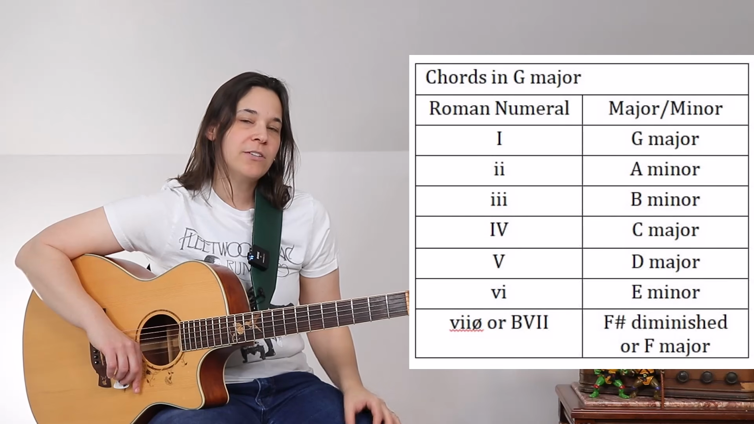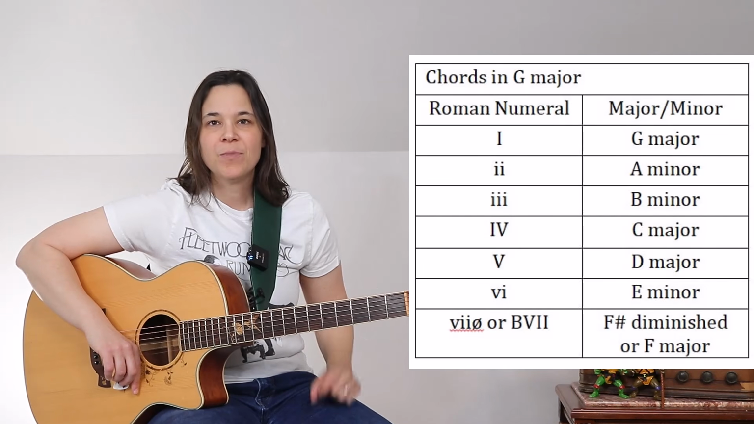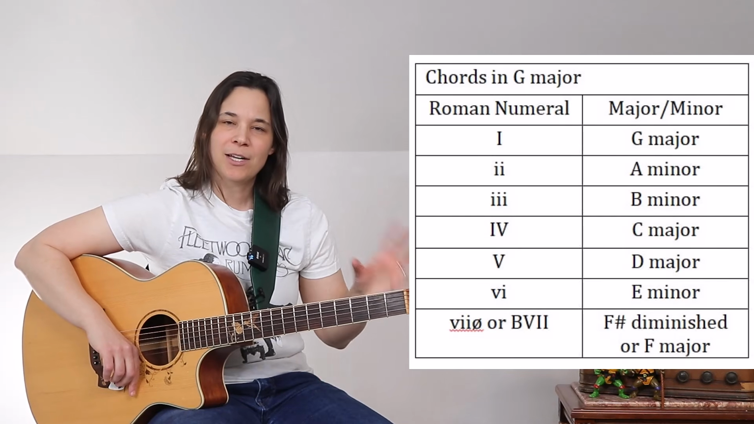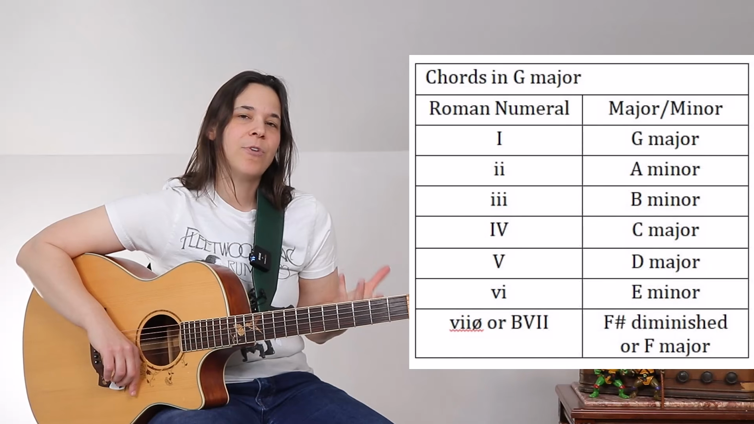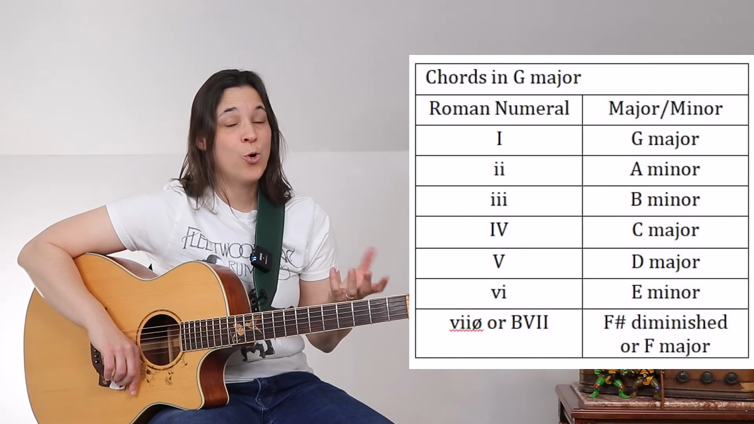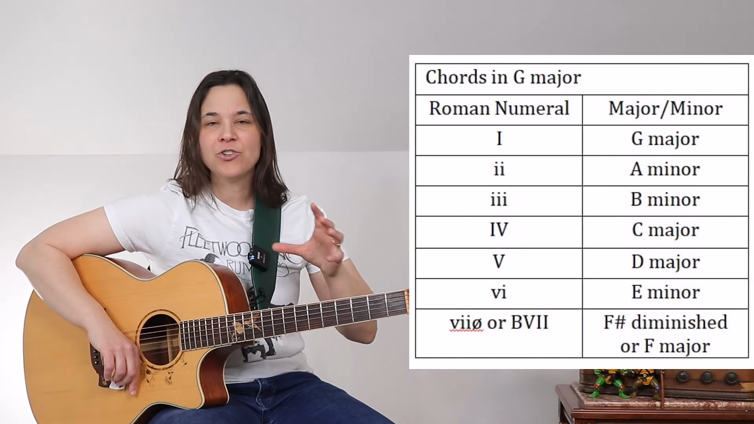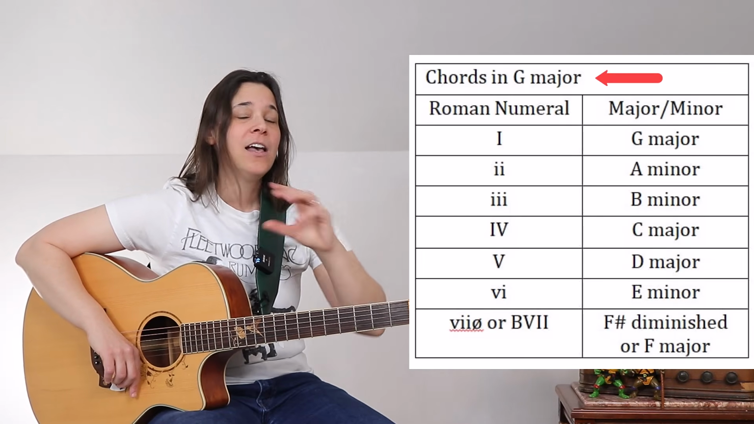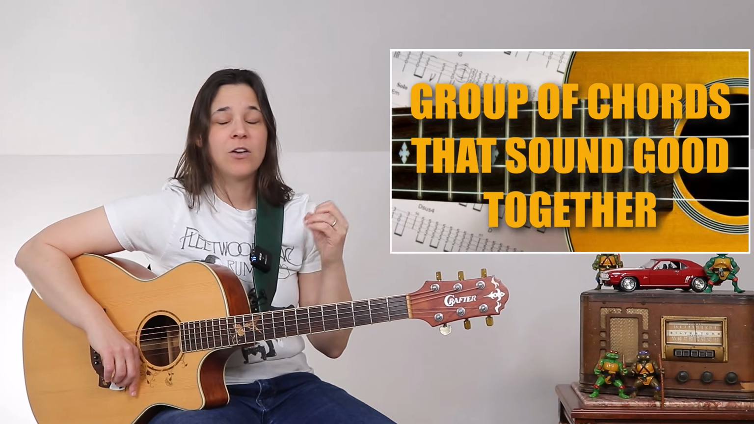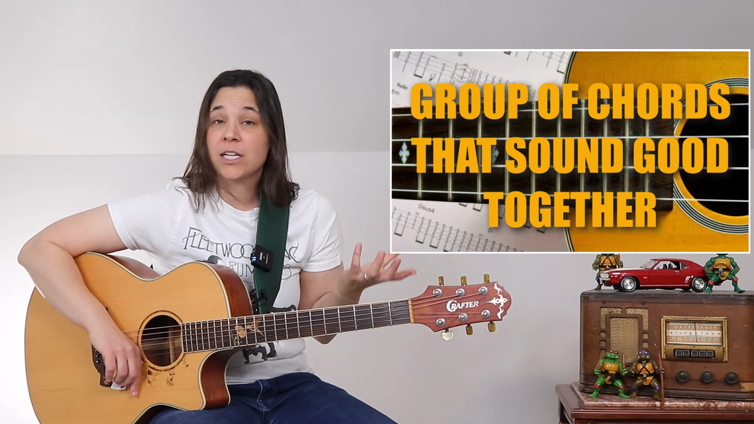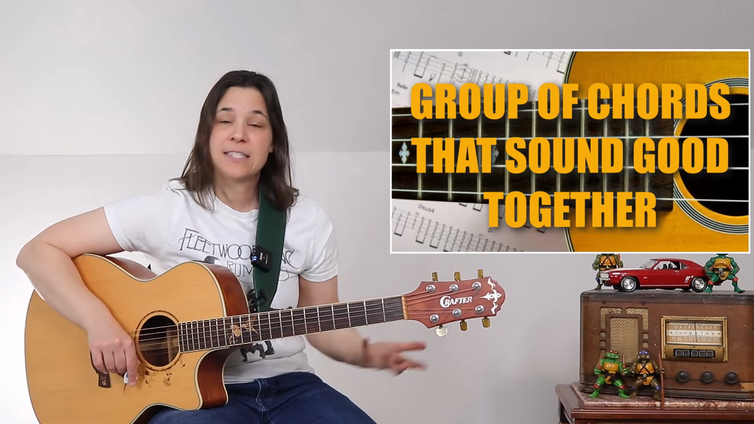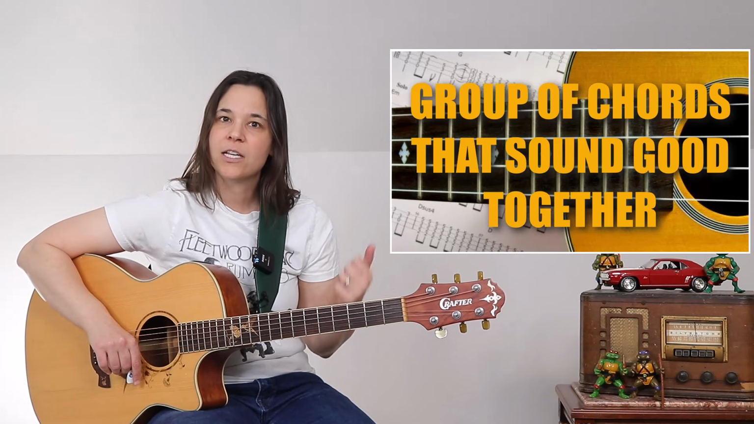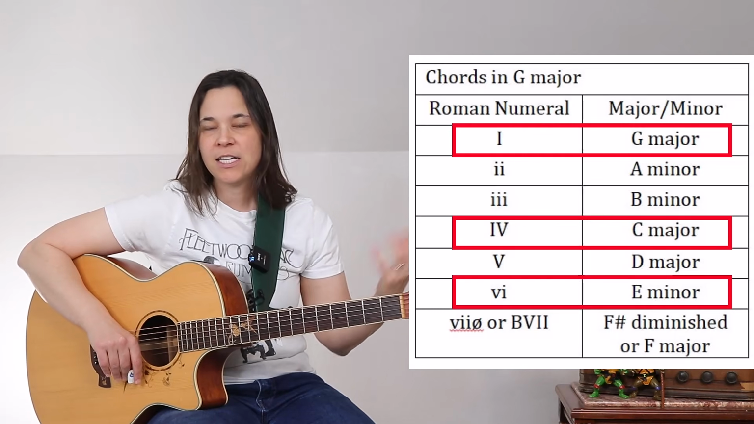And I'm going to put Roman numerals on screen. This is a little bit of music theory, but I'm not going to dive into it too much. Each one of these Roman numerals represents a chord in the major key we're going to work in, which is G major. A key, very simply, is a group of chords that sound really good together. It's like a family of chords that sound good together. The ones we're going to be using are G, E minor, C, and D.